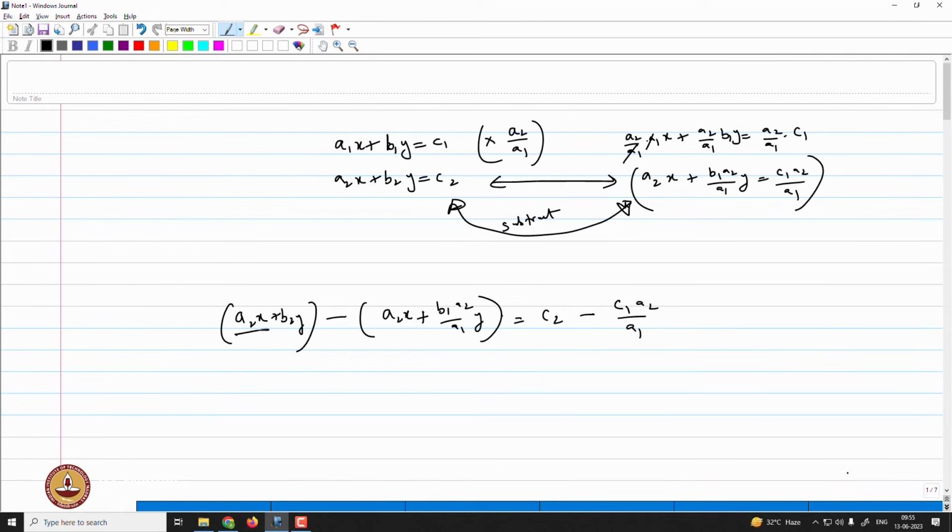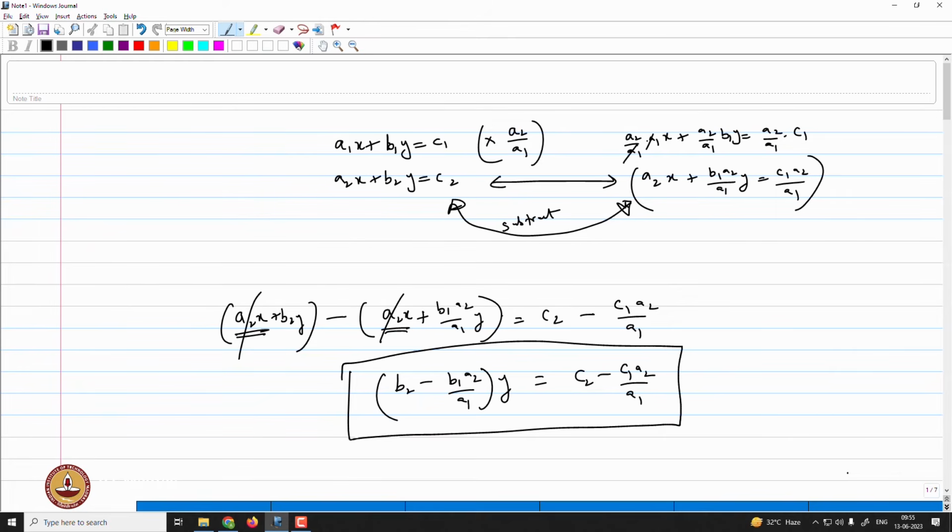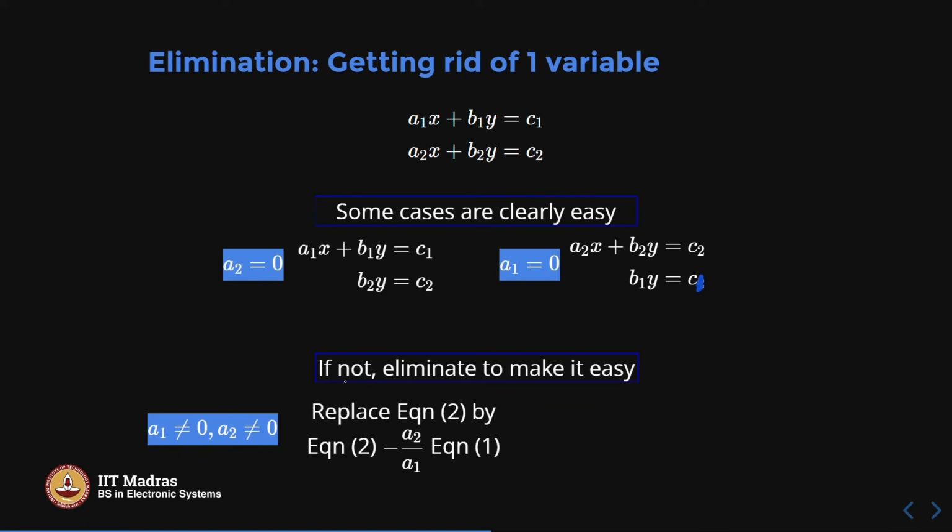Interestingly, now notice what happens. a2x here, and they get eliminated. So x gets cancelled out of this, and you only have y, and what do you have? b2 minus b1 a2 by a1 multiplied by y. So I can take y common out here. I'll get c2 minus c1 a2 by a1. So this step of eliminating is at the heart of analytically solving linear equations. It's a very simple sounding idea at some level, but it's extremely important and very crucial in being able to solve linear equations. Okay, so let me go back here.